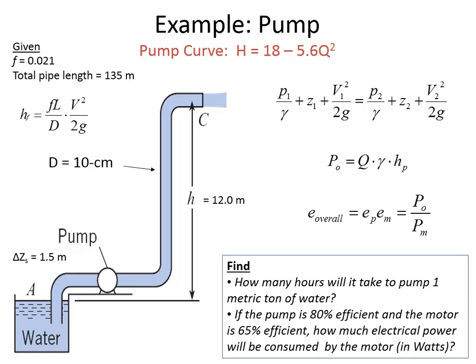Yeah, because a metric ton is 1,000 kilograms, and a kilogram is the mass of 1 liter of water. So there's 1,000 liters in a cubic meter, and a cubic meter is a metric ton.